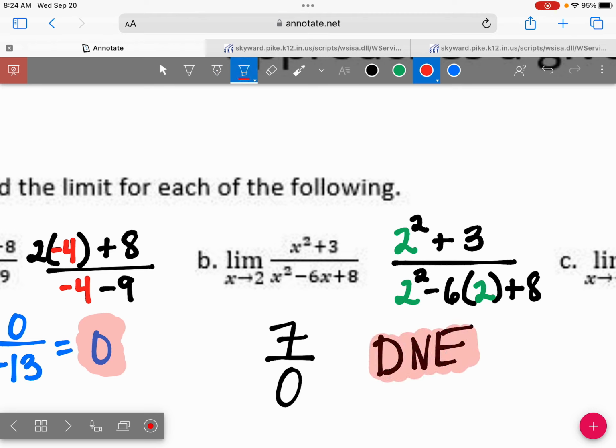Yes, because it's impossible to divide a number by 0. So you can have a 0 divided by something. Like in part A, see how our 0 was in the numerator? That's okay, but we cannot divide by 0, so that does not exist.